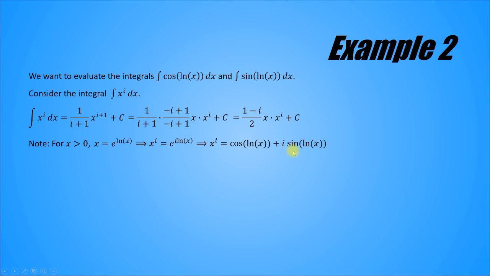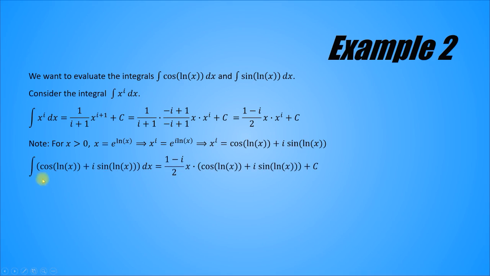Enter Euler, stage right. We can use Euler's identity with the natural log of x in the place of x to get this right here. So x to the i equals the cosine of the ln of x plus i times the sine of the ln of x. And the real and imaginary parts of this guy are nothing more than the integrands of the two integrals at the top of the slide. And we've already integrated x to the i.